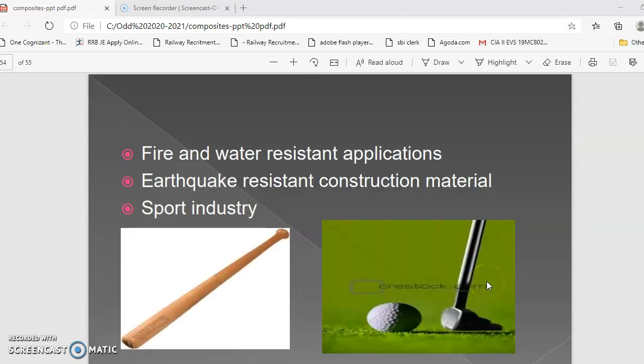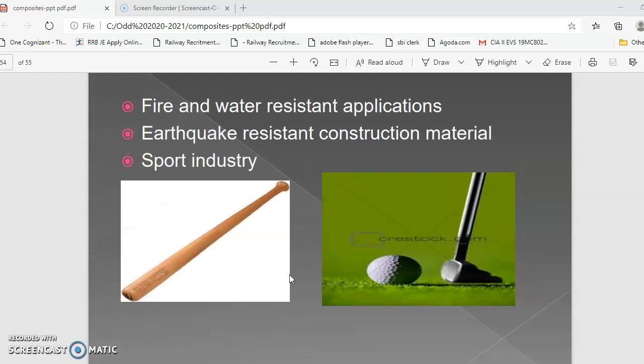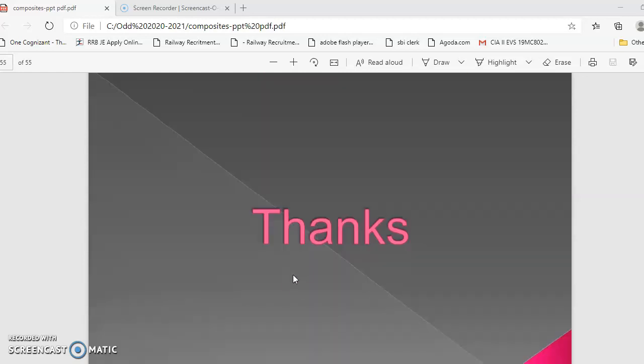fiber optics, fire and water resistant applications, earthquake resistant construction materials, sports industry. For all these, we are using composites. Thank you.